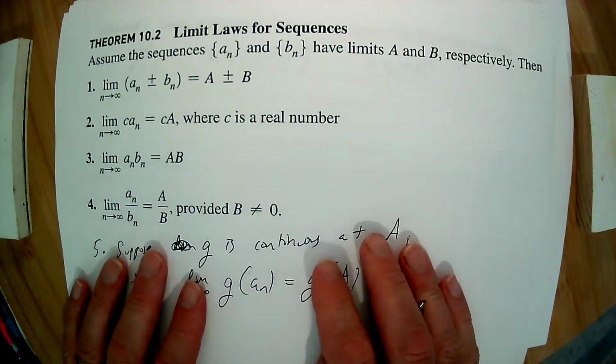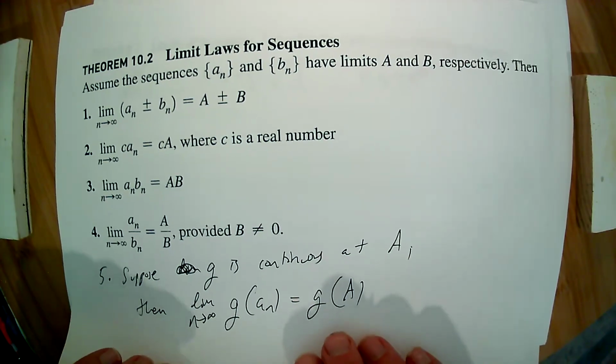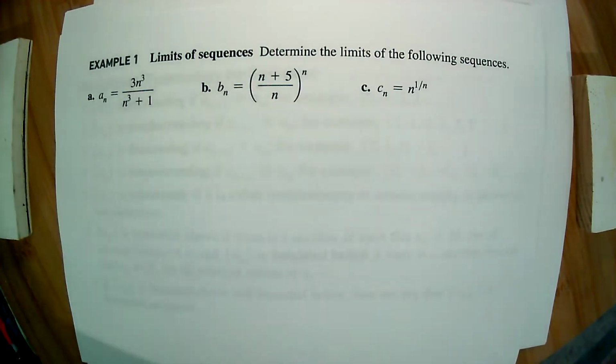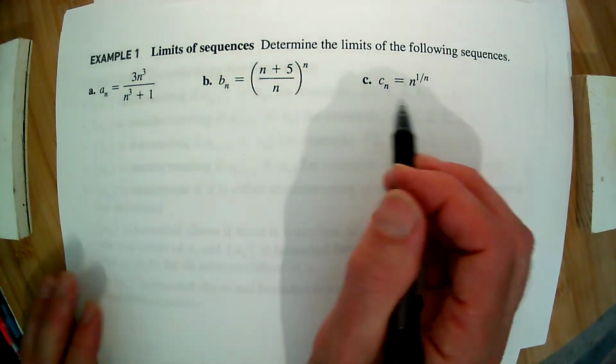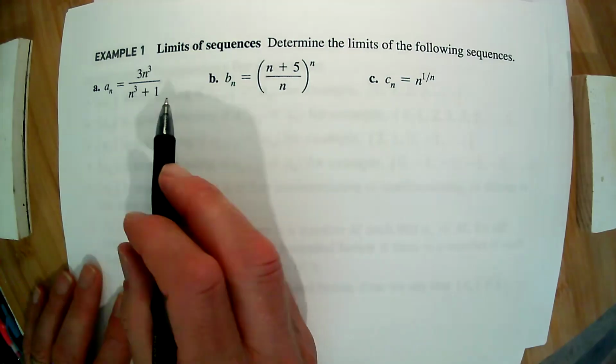All right, so let's use these limit laws and do some review problems to see how we can apply what we know about limits of functions to limits of sequences. We're just going to do a couple of these. I'm going to do A and B. I don't want to do C because it's very much like B. But the main thing is this.